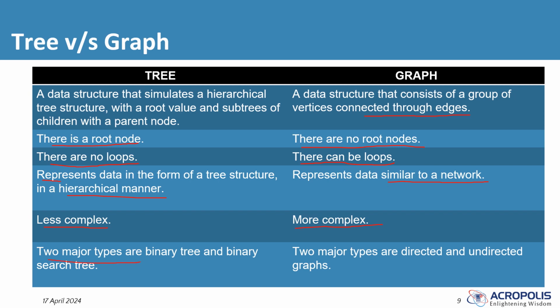Two major types are binary tree and binary search tree. These two are majorly used in tree data structure. And two major types of graph are directed and undirected graph. In directed, the direction is given like from A to B. And in undirected, it is not clear whether the edge is from A to B or B to A.